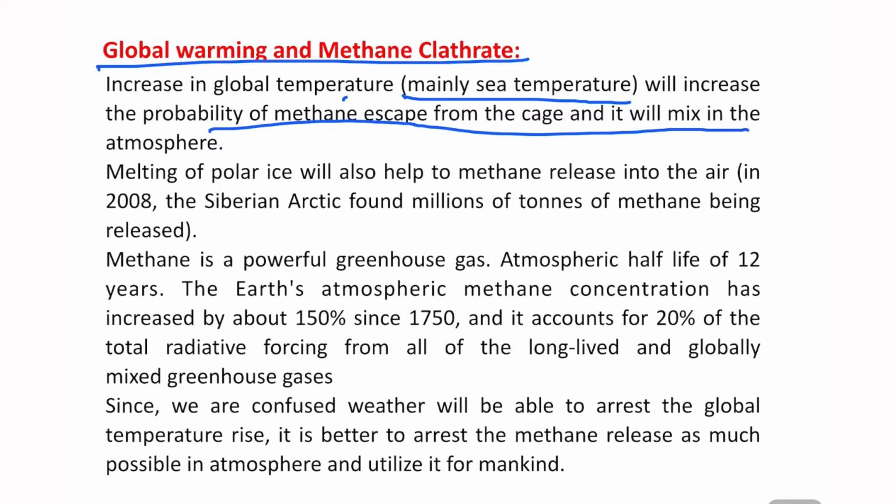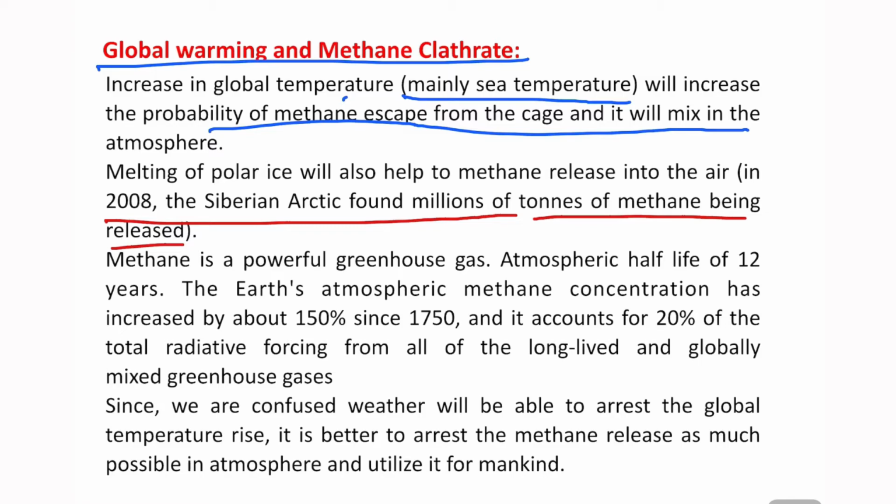And it will mix in the atmosphere, and such a thing happens not only in the sea, even in permafrost regions, meaning permanently frozen regions, permanently covered with ice, where the ice stops the methane from releasing into the atmosphere. If global warming happens and this ice becomes thinner, or has some break or crack, then methane can come out, and it was actually observed in 2008 in the Siberian Arctic region, where million tons of methane were released.